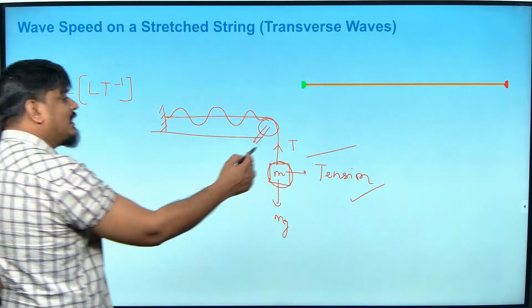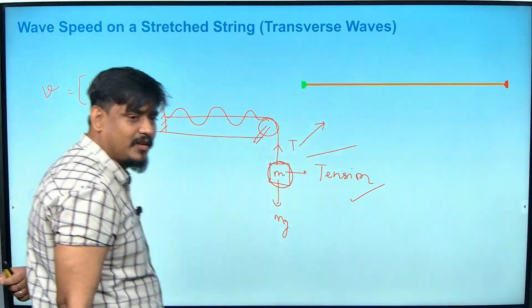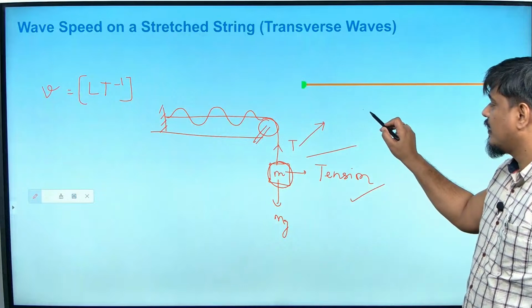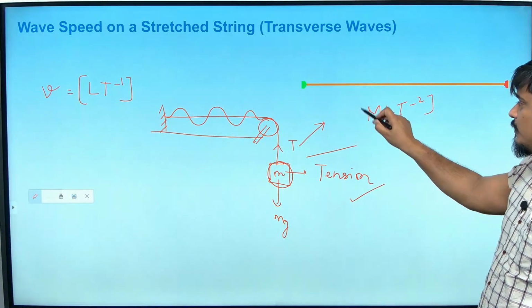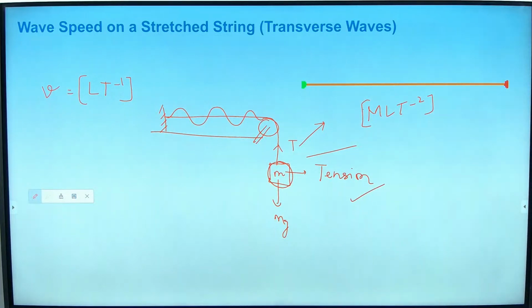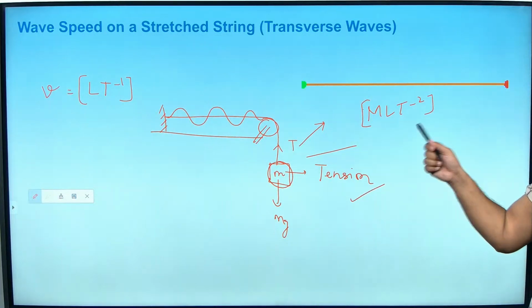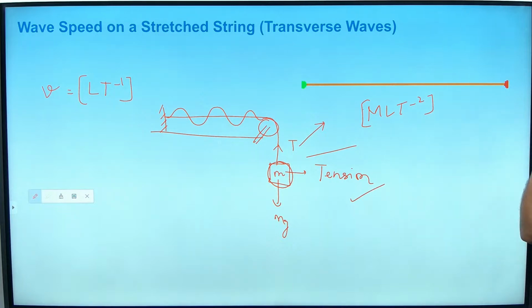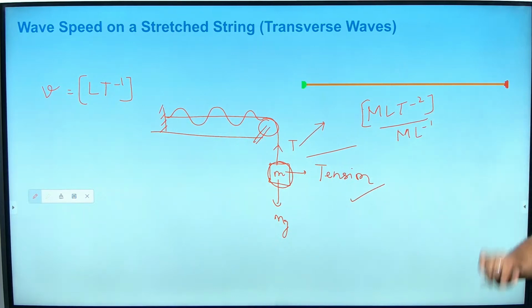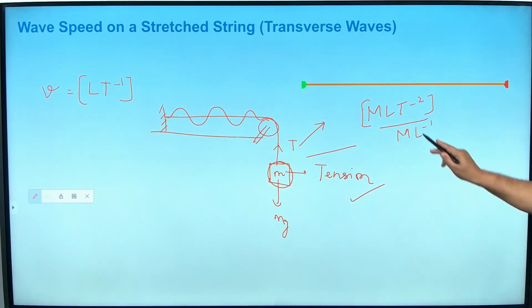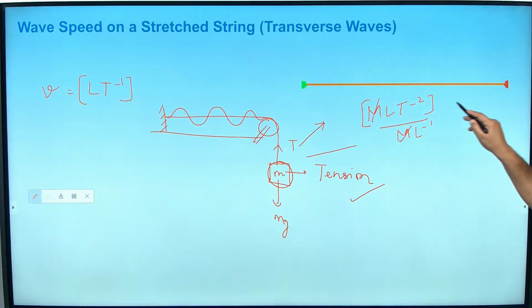This tension, what is the dimension of tension? It is a force. Force is how much? Dimension m l t power minus 2. Thank you, you remember. Tension is a force whose dimension is m l t power minus 2. I want to get L t power minus 1. If I divide by mass per unit length, imagine, what you are going to get, you check. The mass gets cancelled, the length goes above, and you are going to get L square t power minus 2.